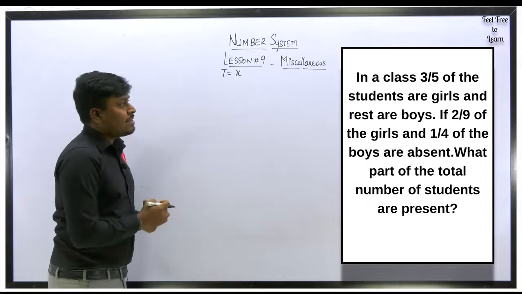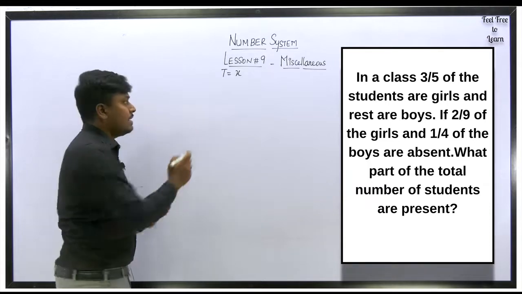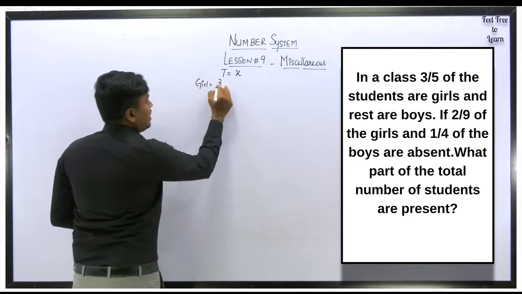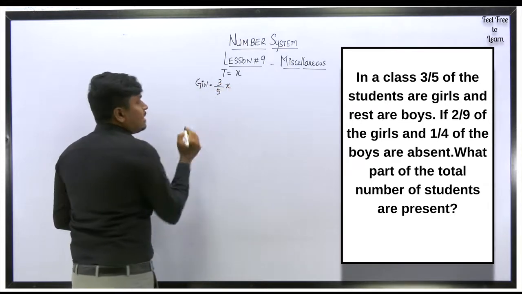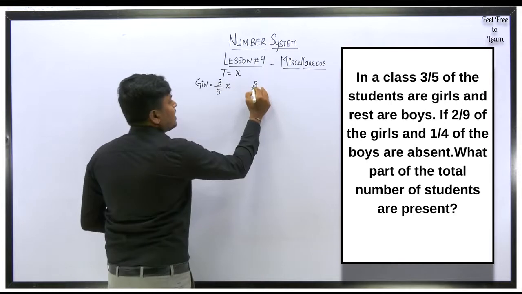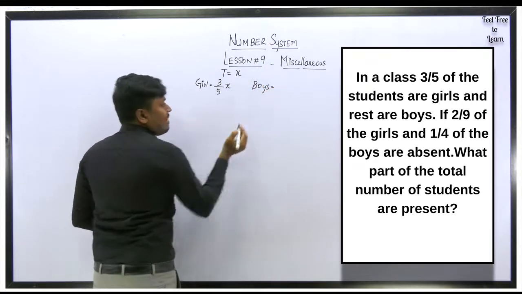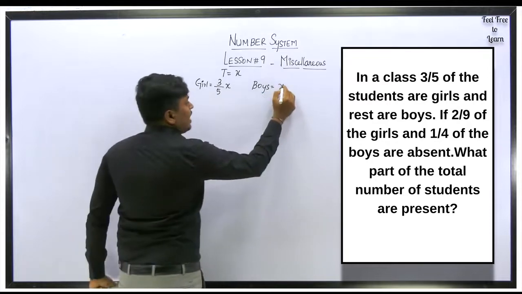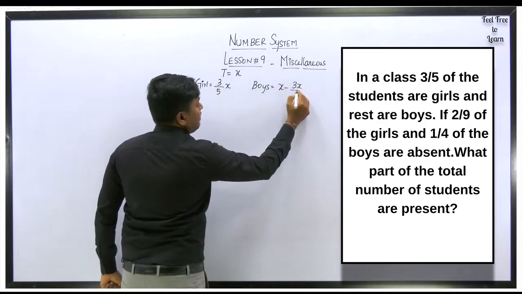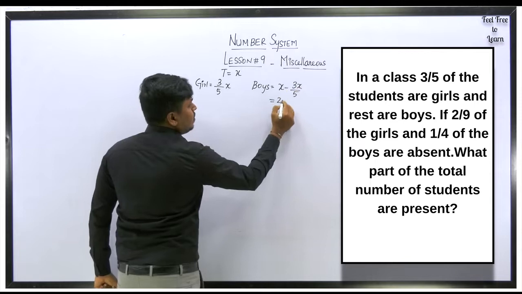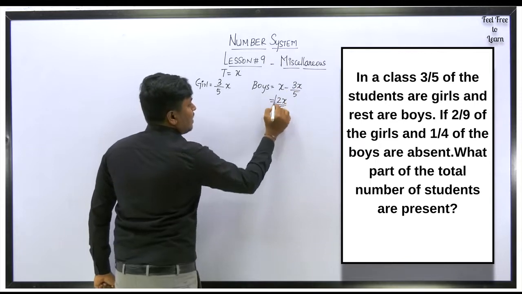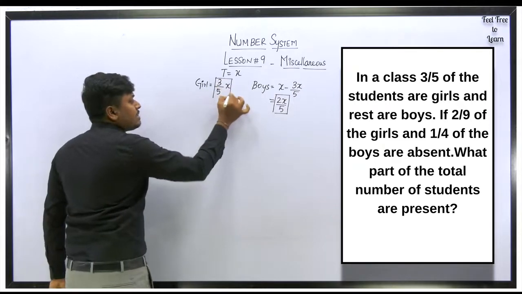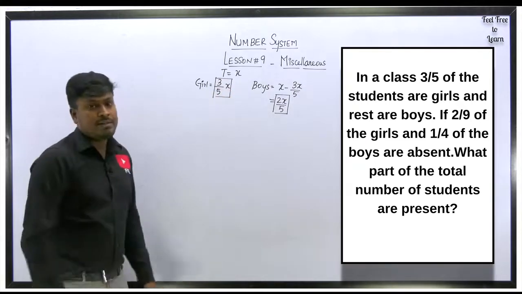Out of this x, 3/5 of the students are girls. So girls will be 3/5 x. And what about boys? They are saying the remaining are boys. So remaining is nothing but the total minus 3/5 x. So x minus 3x/5, the resultant will be 2x/5. So 2x/5 will be the total number of boys in the classroom. Similarly, 3x/5 will be the total number of girls in the classroom.